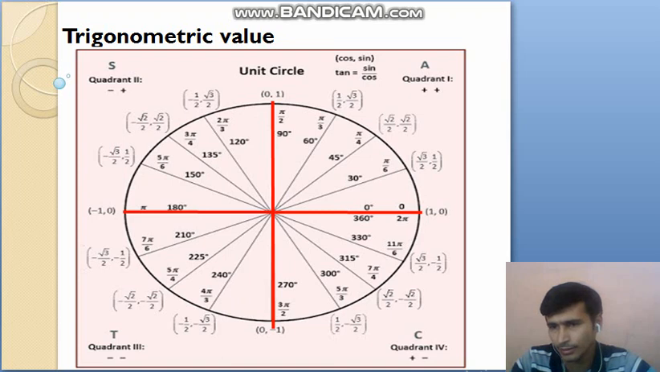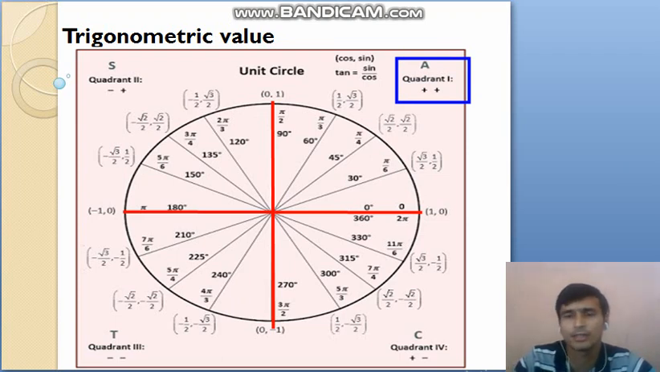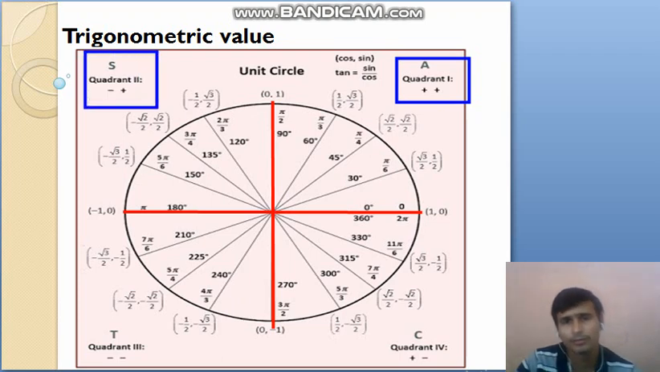First quadrant is quadrant 1, where the x coordinate as well as the y coordinate is positive and all the trigonometric functions are positive in the first quadrant. Second quadrant, where the x coordinate is negative and the y coordinate is positive, and sine and cosec trigonometric functions are positive while the other trigonometric functions in the second quadrant are negative.